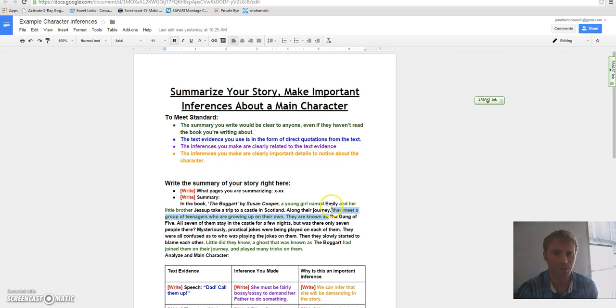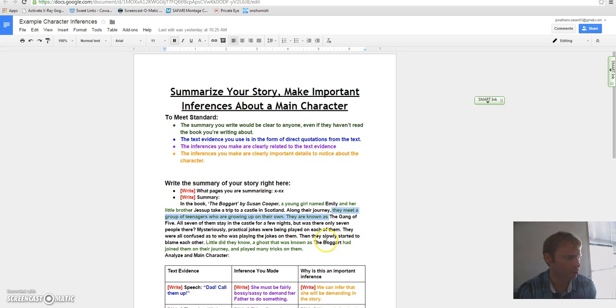Giving context is one of the most important things you can do in your writing to make your writing sound more mature and be more clear to anyone who reads it. So they say along their journey, they meet a group of teenagers who are growing up on their own. They are known as the Gang of Five. All 7 of them stay in the castle for a few nights, but there are only 7 people there? Mysteriously, practical jokes were being played on them. They were all confused as to who was playing the jokes on them.